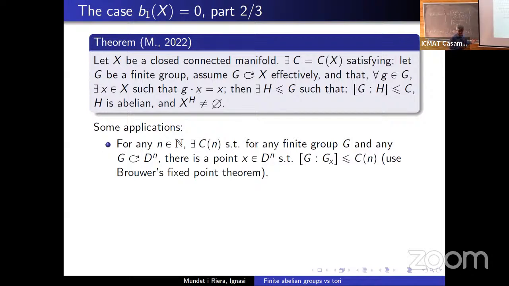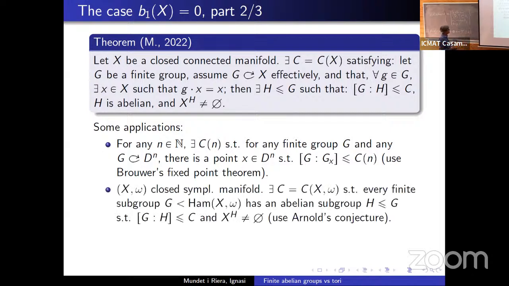This result is qualitatively optimal in the following sense. In low dimensions, dimensions 1, 2, and 3, you can prove that any finite group action on the closed disk has a fixed point. But in higher dimensions, there are examples of actions that don't have any fixed point. So you can't replace C of n by 1 in general. So this is one application.